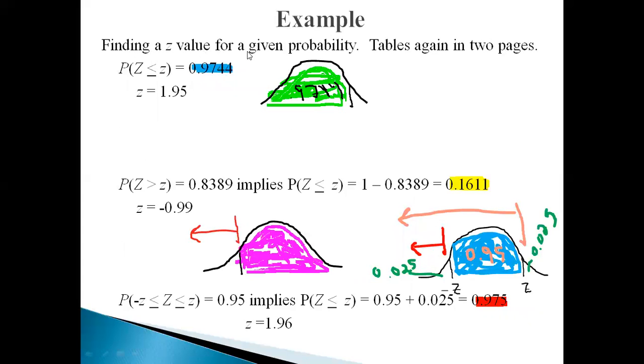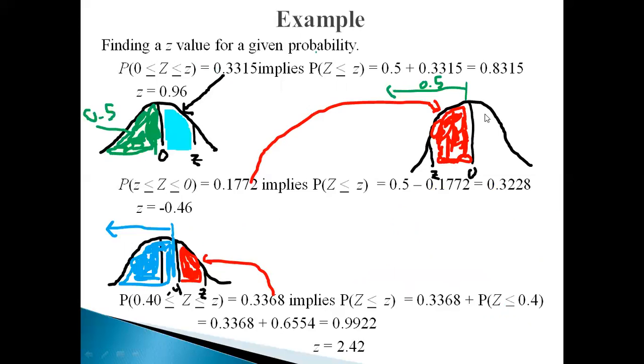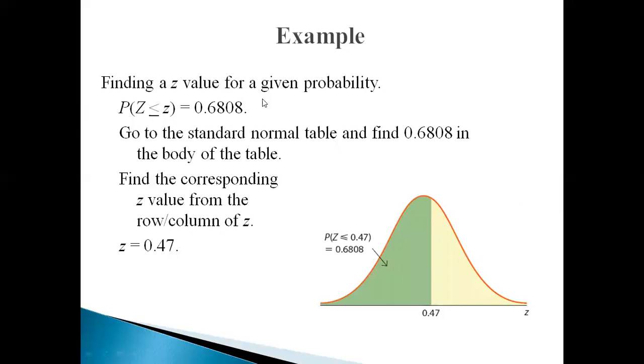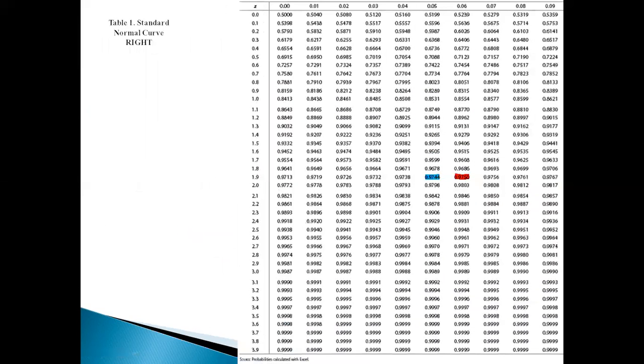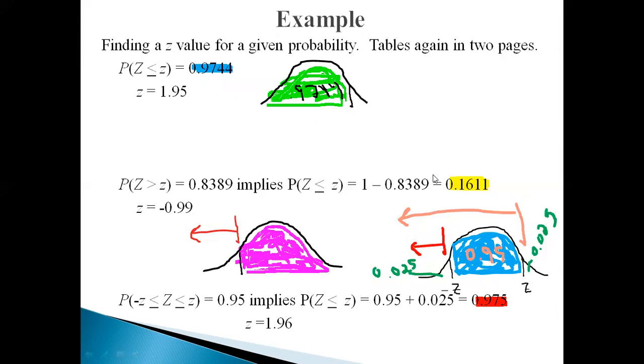Now we want to find a z for the given probabilities, and again, we're going to use the tables over here. So we want to find the probability z is less than or equal to z for 0.9744, so we know it's going to be this area over here, and so we need to find out what is that value. So 0.9744, that is this one, so that looks like 1.95, and that's what we get.